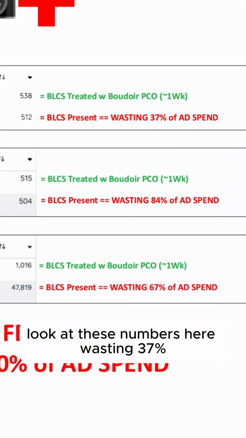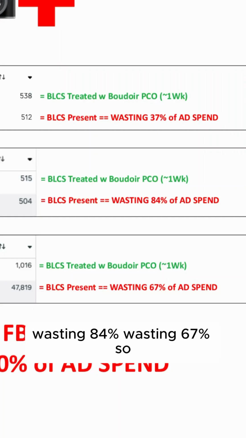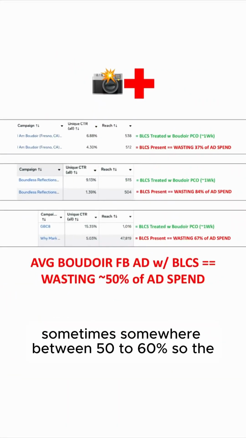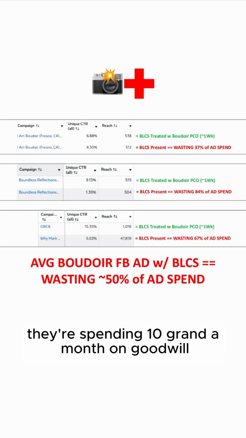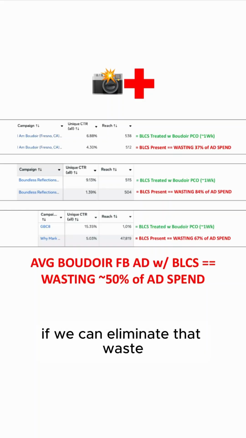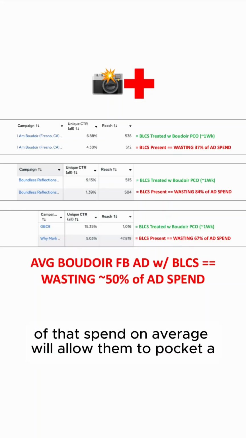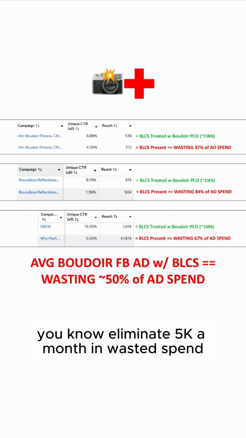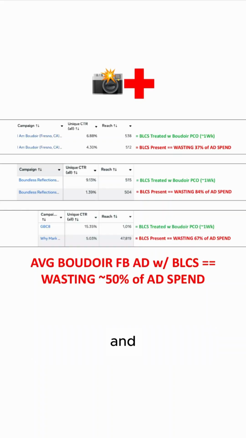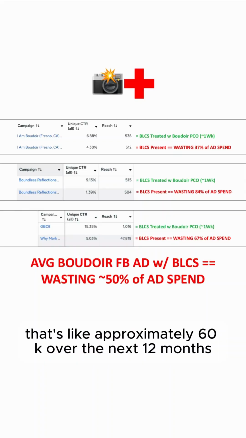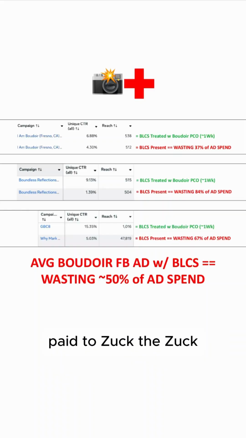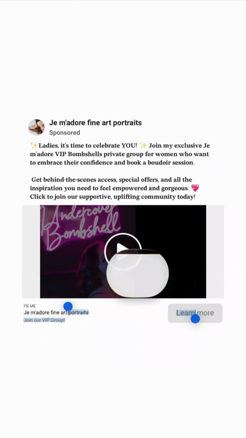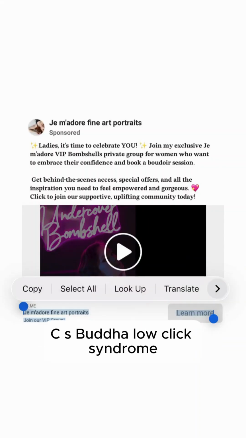Look at these numbers here: wasting 37%, wasting 84%, wasting 67%. So the average is sometimes somewhere between 50 to 60%. If they're spending 10 grand a month on Boudoir Facebook ads, and we can eliminate that wasted ad spend, on average, we'll allow them to pocket, eliminate 5K a month in wasted spend, and that's approximately 60K over the next 12 months. Literally back in their pocket, simply not being wasted, paid to Zuck. The Zuck. So now we're going to diagnose this, to see if we believe it has BLCS, Boudoir low click syndrome.